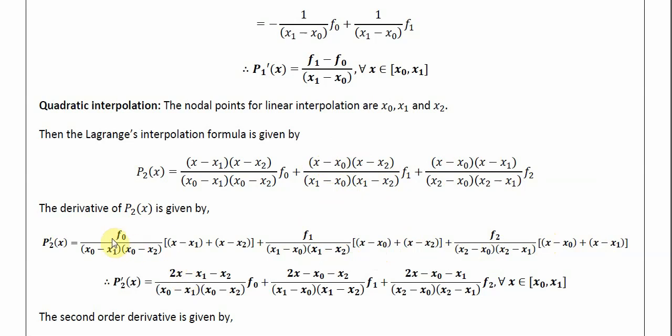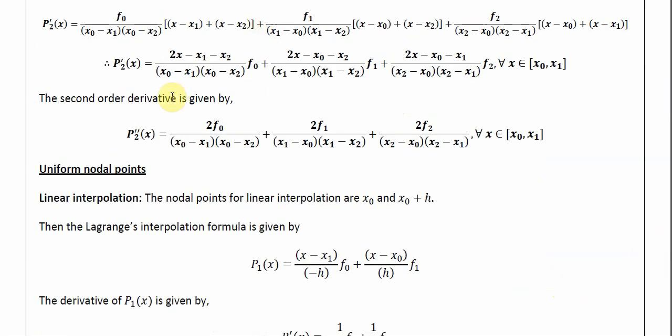And then what shall we do? This is as it is, f0 by x0 minus x1 into x0 minus x2. I have simplified whatever is there in the bracket. So x plus x is going to be 2x minus x1 minus x2. Same thing here, this is going to remain the same. If I simplify the brackets, 2x minus x0 minus x2. Same thing here, this is as it is. This is going to be 2x minus x0 minus x1. And this is going to work if I take the values of x lying in between x0 and x1. In between the first 2 points, if I want to find the derivative, this formula is going to work. Sorry, x0 and x2 this is supposed to be.